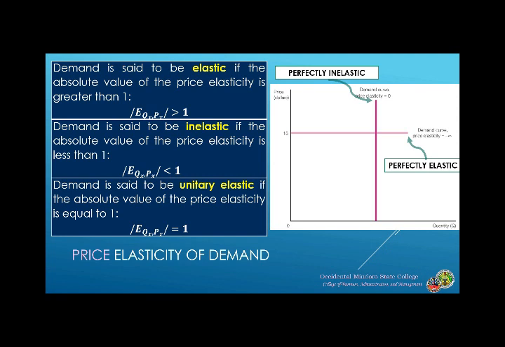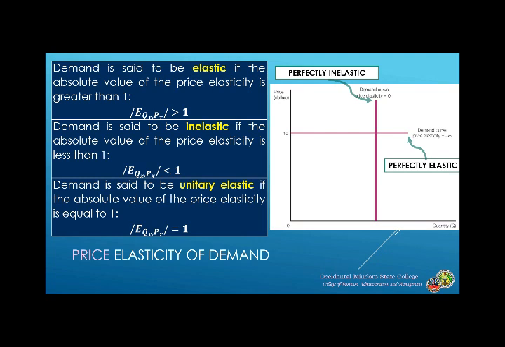While unitary elastic is exactly 1%. So in short, if we have a 10% decrease in the quantity, we have a 10% increase in the price, so that it results in 1. When demand is perfectly inelastic, the demand curve is a vertically straight line.